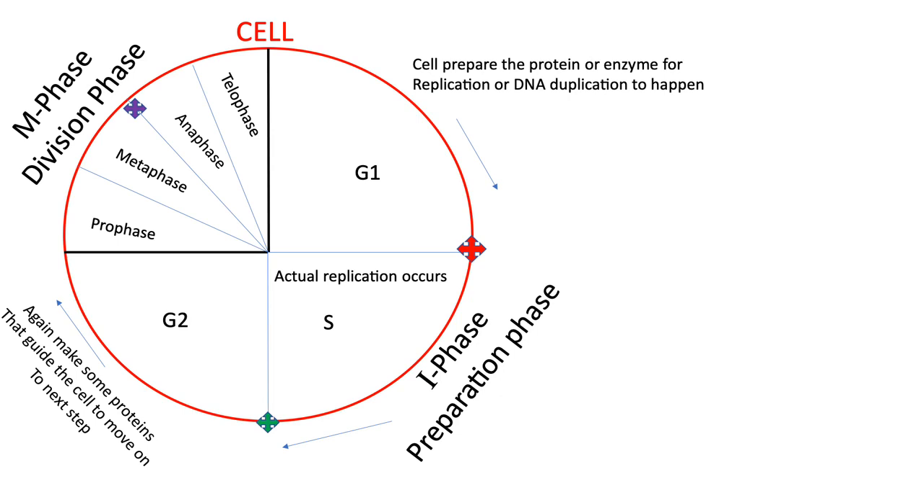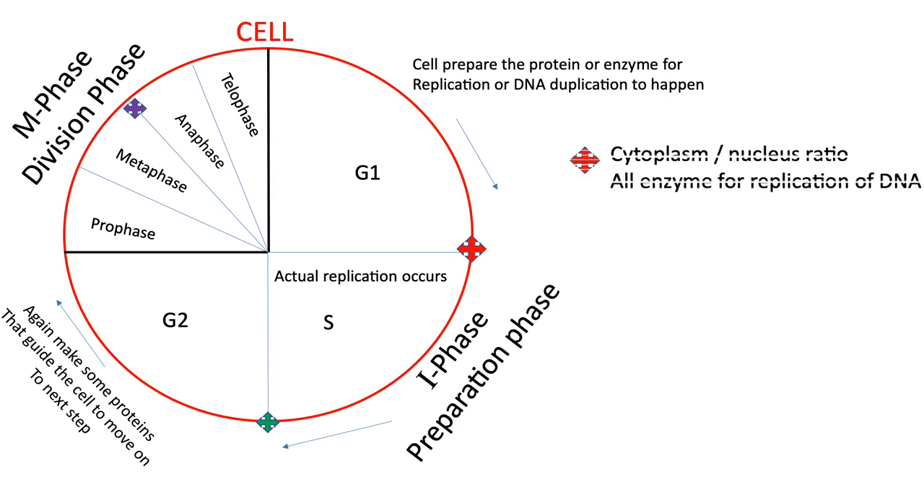So as I talked earlier, every checkpoint is performing a specific function. So let's have a look at the function of every checkpoint. The function of this first checkpoint is to check the cytoplasm to nucleus ratio. If there is an appropriate cytoplasmic to nucleus ratio, then it will allow the cell to move from G1 to S phase. If there is no suitable cytoplasmic to nucleus ratio, then it will not guide the cell to go towards the next phase.